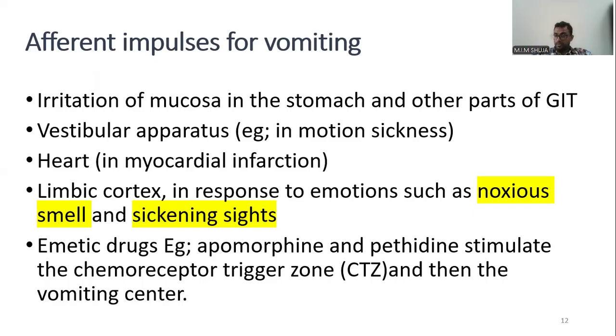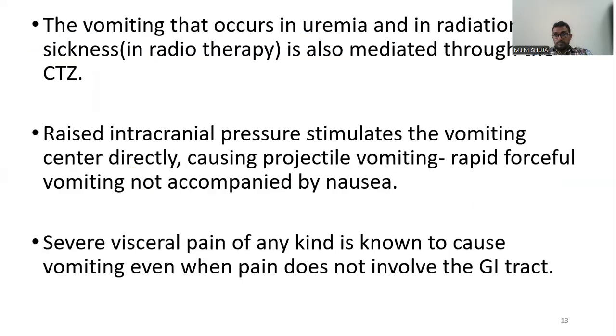Emotions can trigger vomiting, for example, fear, anxiety, unpleasant memories, noxious smells, bad taste, or sickening sights can stimulate these higher centers and then activate the vomiting center. Especially, we will look at the non-gastrointestinal causes.